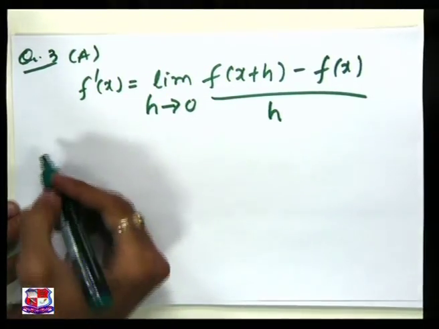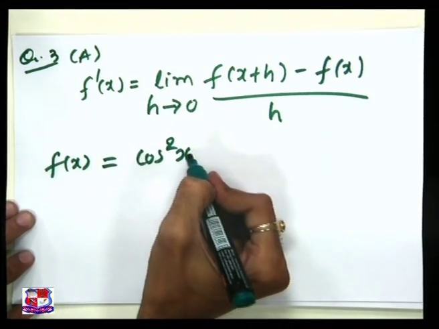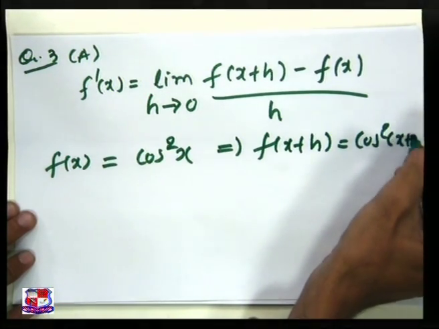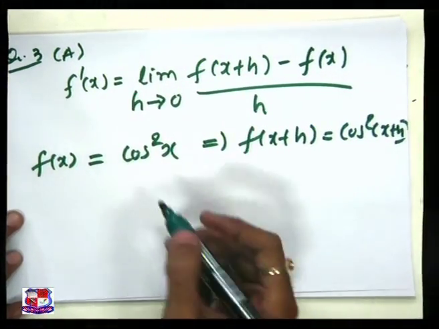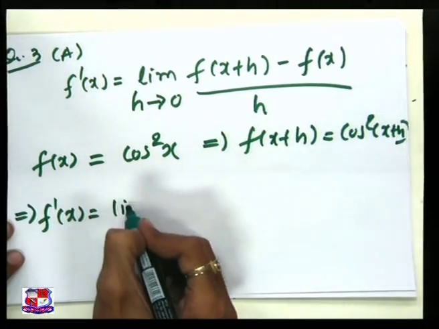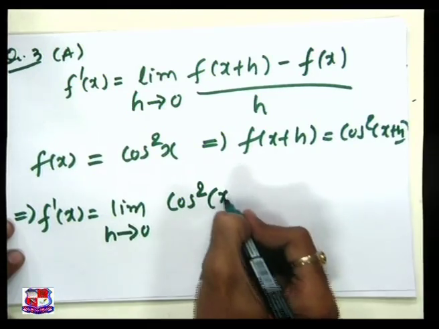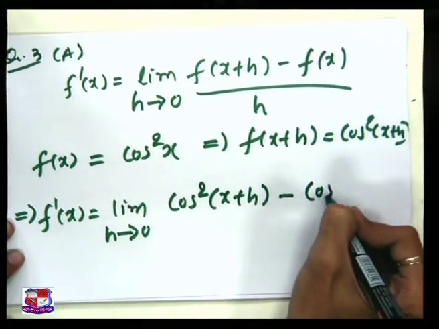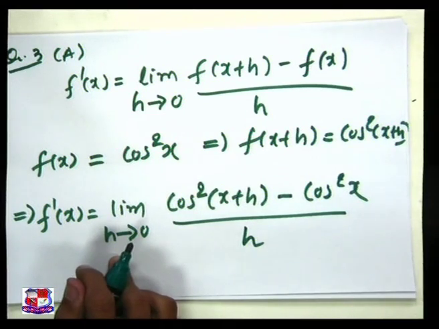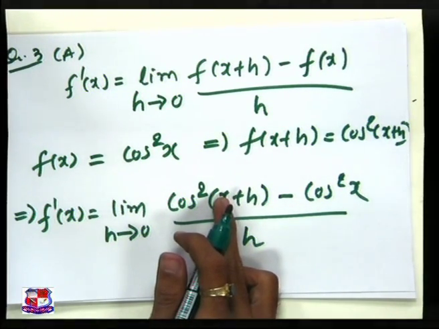divided by h. Here we have given f of x is equal to cos square x. So f of x plus h is equal to cos square of x plus h. So putting these values in this expression, f dash x is equal to limit h tends to 0 of cos square x plus h minus cos square x divided by h. And as we all know, a square minus b square is equal to a minus b into a plus b.